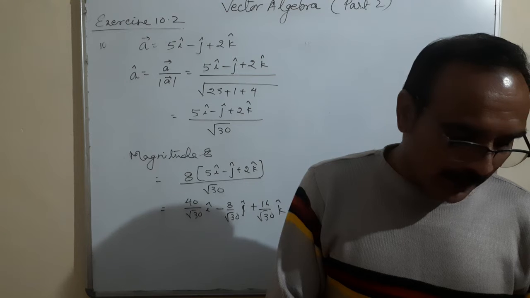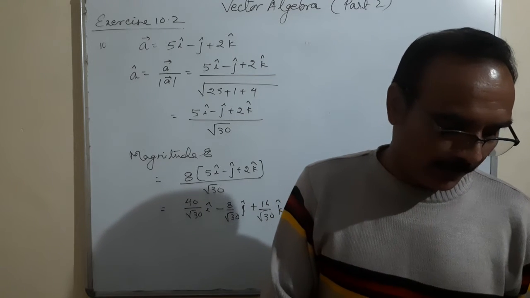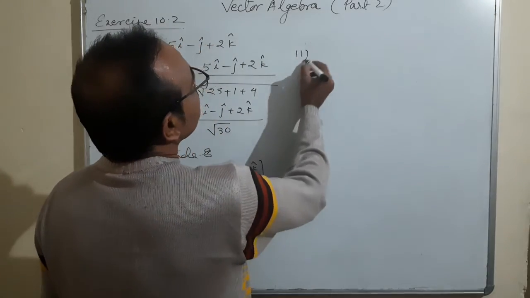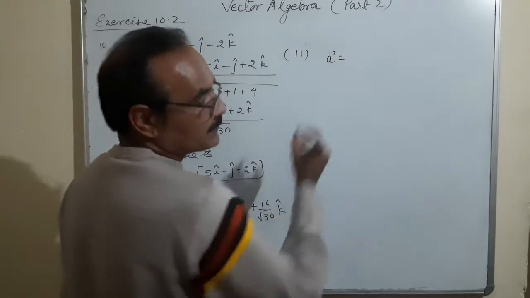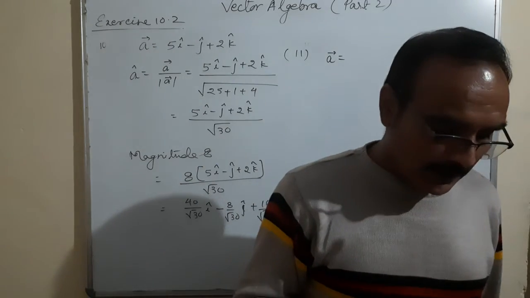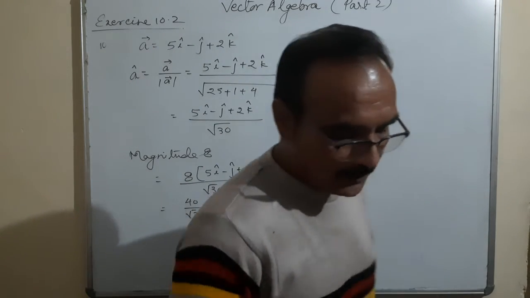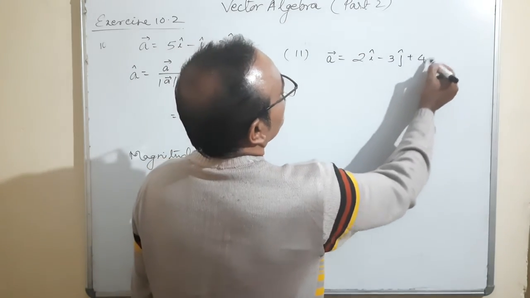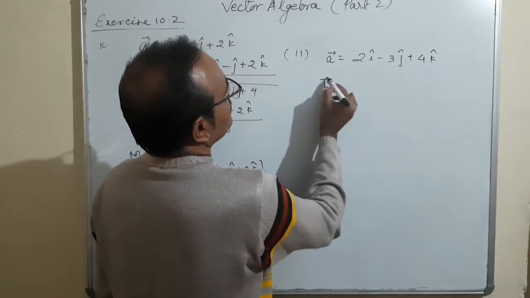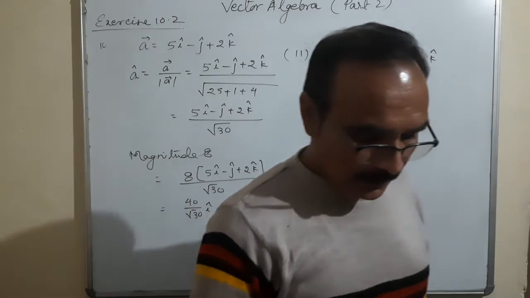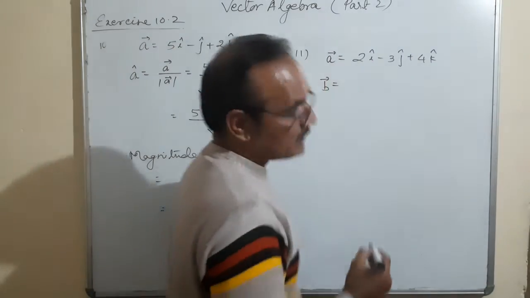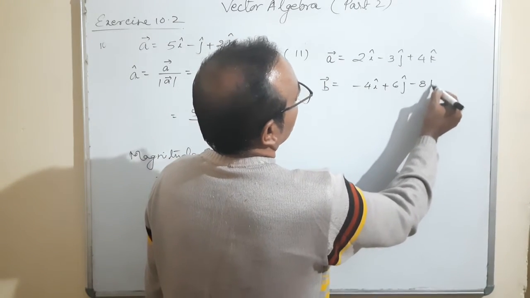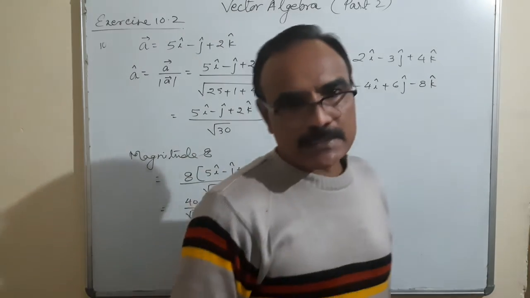11th question: show that the vectors are collinear. How to show that vectors are collinear? Let vector A be equal to 2i minus 3j plus 4k, and vector B be equal to minus 4i plus 6j minus 8k. We want to show that both the vectors are collinear.